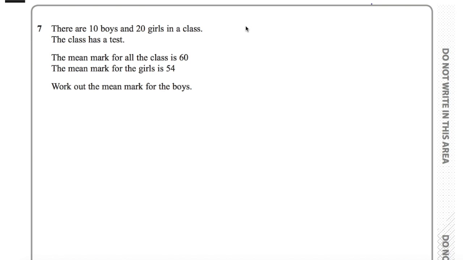Question 7 says there are 10 boys and 20 girls in a class. The class has a test. The mean mark for all the class is 60. The mean mark for the girls is 54. Work out the mean mark for the boys.